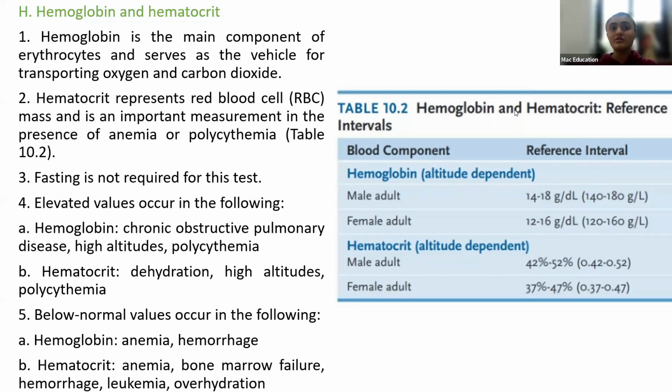What is the normal range of hematocrit? Male 45 to 53. Female 37 to 47. Online students, what is the normal range of hematocrit for male and female? 42 to 52 for male, and female 37 to 47. Okay, for female it's 37% to 47%. Then fasting is required or not for hemoglobin test? No, it is not required.